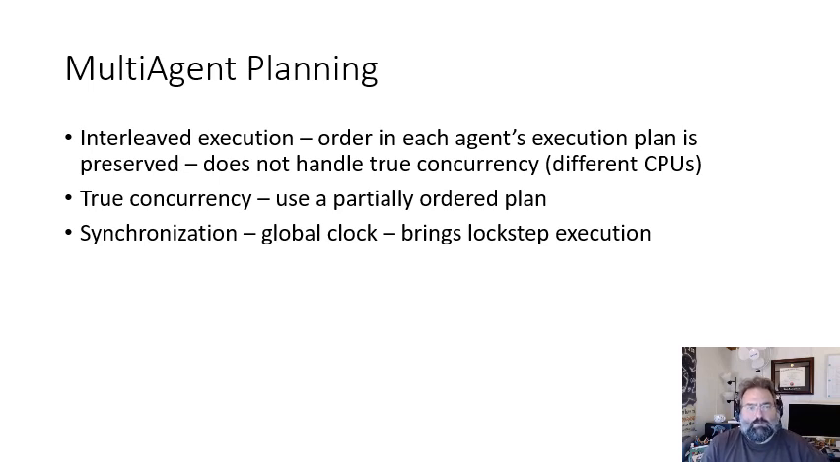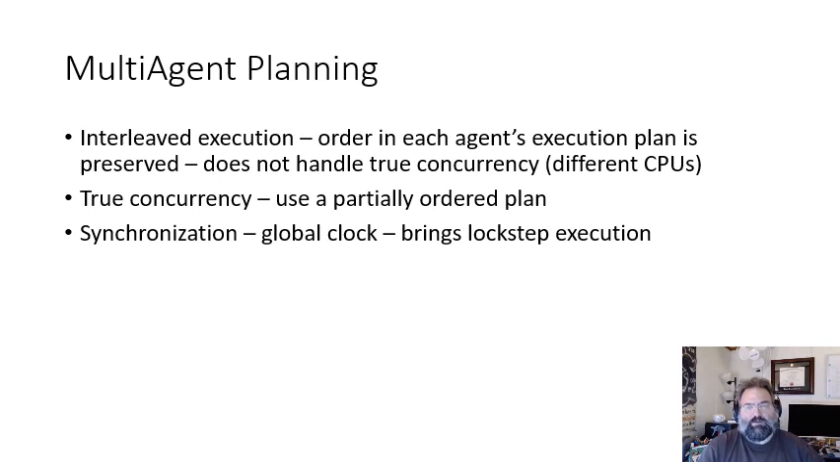So whenever you talk about multi-agent planning, there are kind of three ways that can go as well. You can have interlocked execution, where basically the order of each agent's execution plan is preserved. They do things basically in the same order, but it doesn't handle true concurrency. So back in the operating system world, if you had a single processor with a single core, you don't have to worry too much about true concurrency because everything takes its turn. It's that sort of concept.